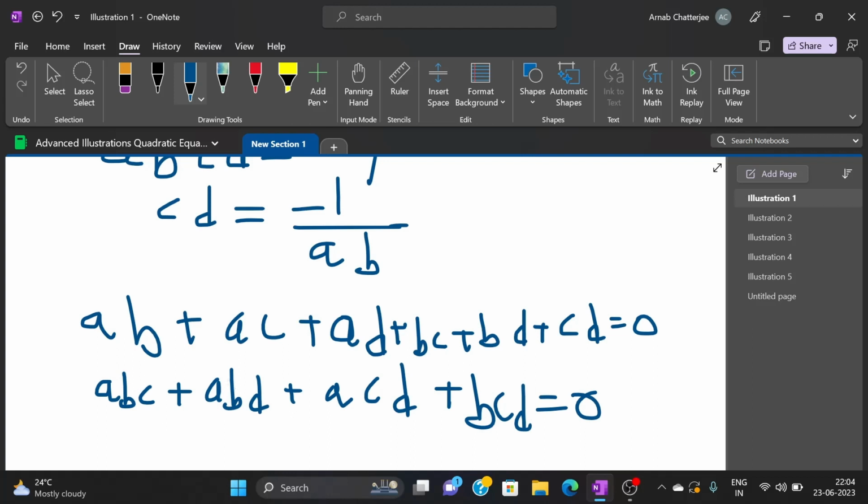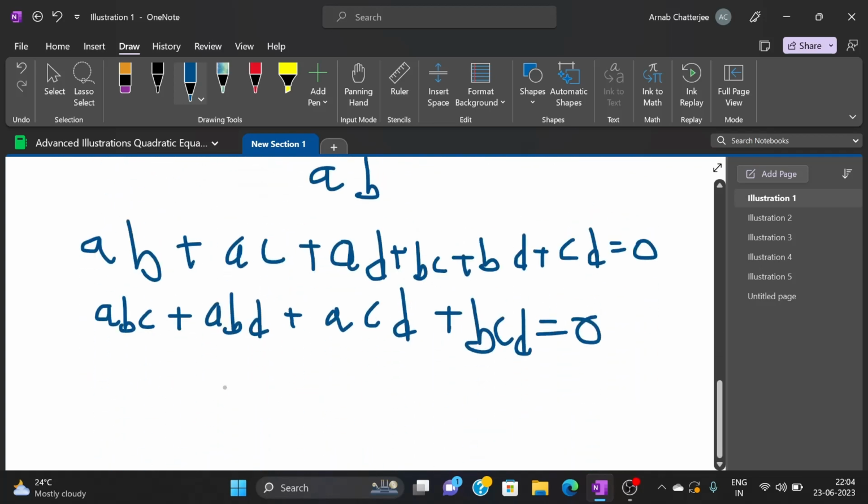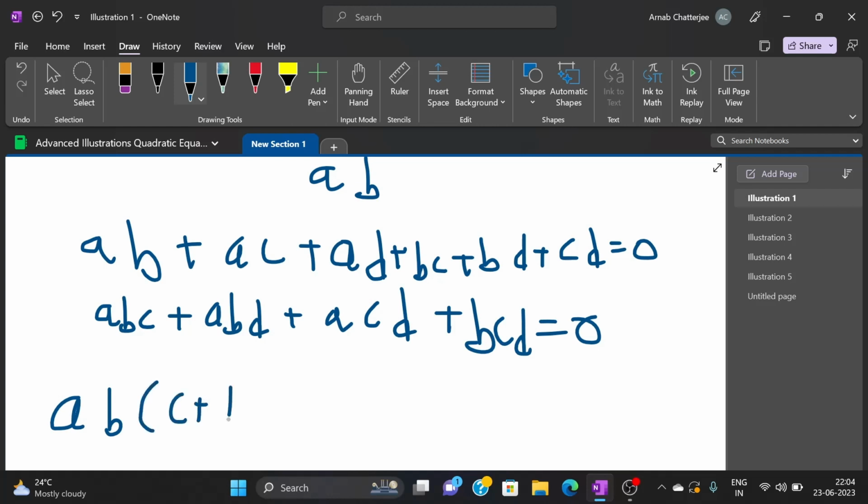Okay. So we have that CD is equal to minus 1 by AB. So let us try to use it. So we take common from here AB, and this gives us C plus D, and from here we take common CD and this will give us A plus B. So this is equal to 0, right?